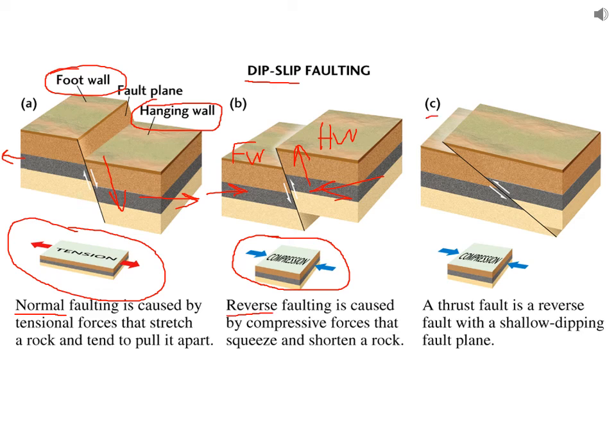Now over here in C, we have a special case. Here we have a very shallow dip angle, and what's happening is, again, compressional stress pushing these rocks together, and what we have is thrusting of these rocks up over the top, and that's called a thrust fault.